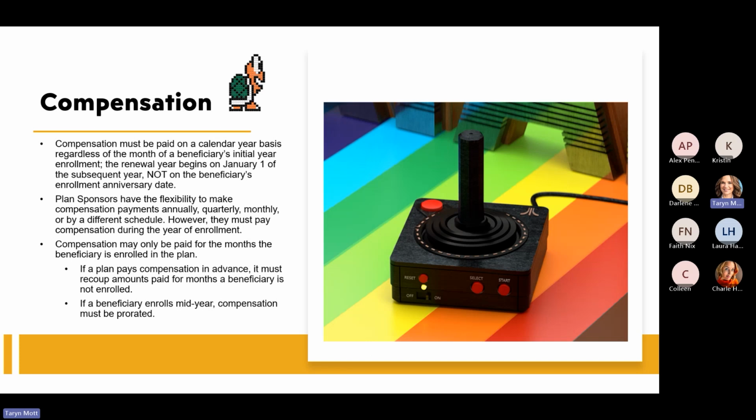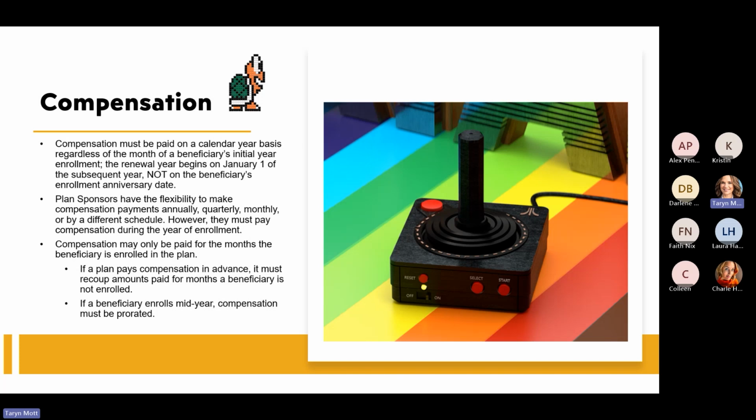Compensation must be paid on a calendar year basis, regardless of the month of the beneficiary's initial year enrollment. The renewal year begins on January 1 of the subsequent year, not on the enrollment anniversary. It is January 1st. So anybody that you enrolled this year, you will start receiving renewal income on January 1st.